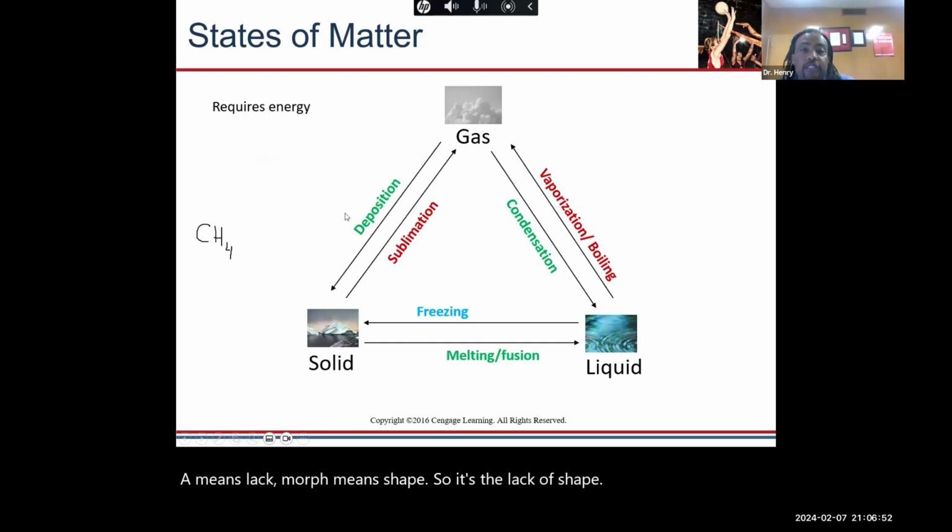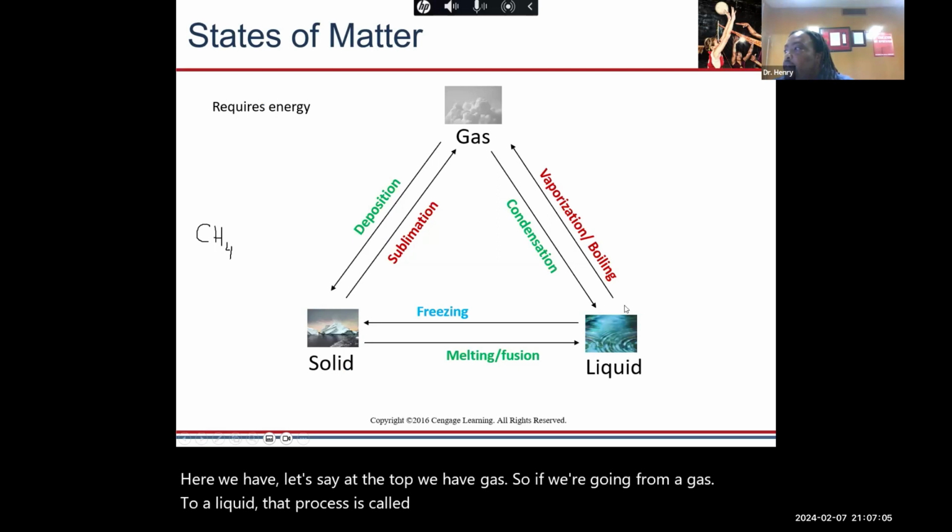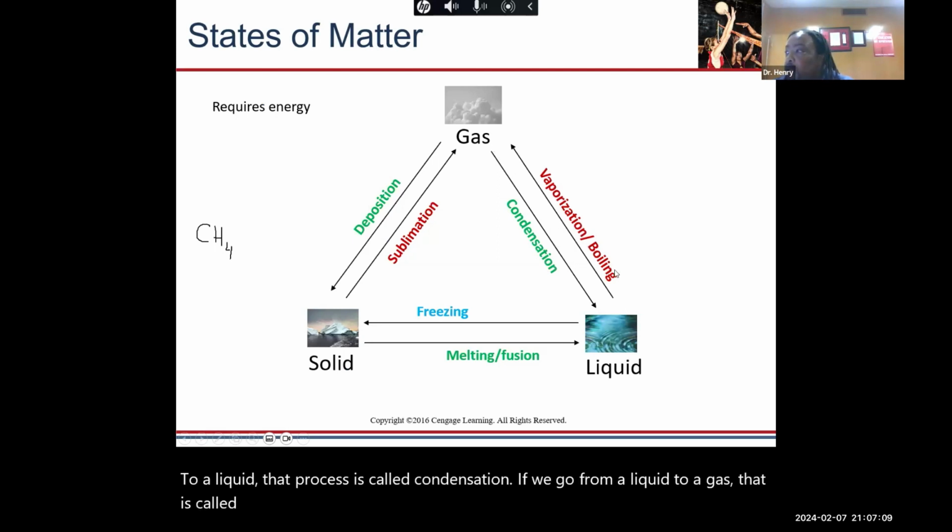So when we talk about those states of matter, let's say at the top we have gas. If we're going from a gas to a liquid, that process is called condensation. If we go from a liquid to a gas, that is called vaporization, or it's called boiling.